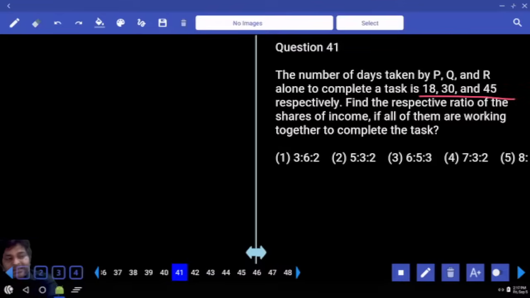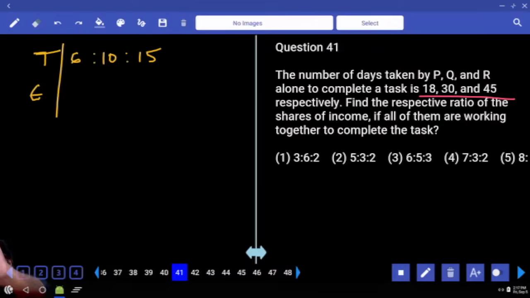We were given 18, 30, 45. They are all about time only. Let's calculate the time ratio. All are multiples of 3, so 6, 10, 15. This is the time ratio. Now we want the efficiency ratio. How do we calculate the efficiency ratio using time? Inverse. How do you get the inverse? Hide the first number, multiply the remaining. Hide the second number, multiply the remaining.